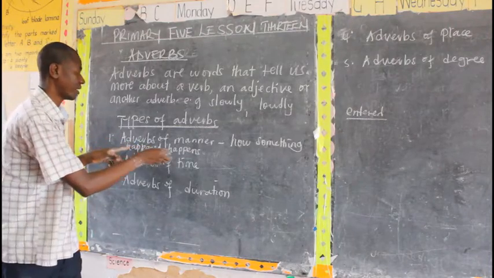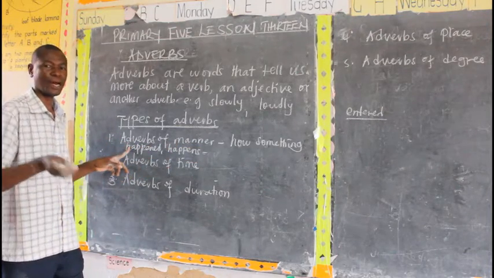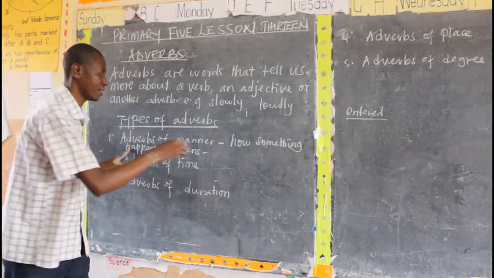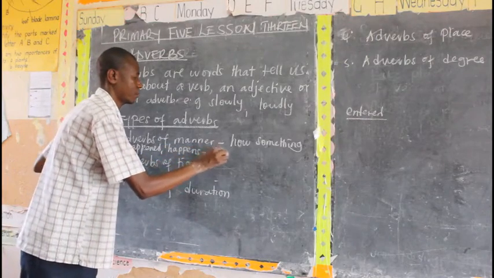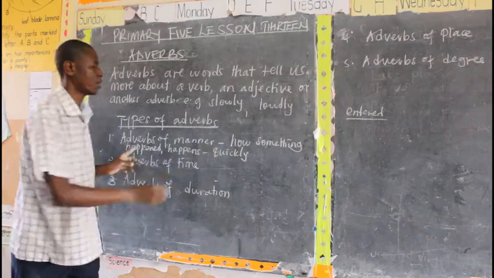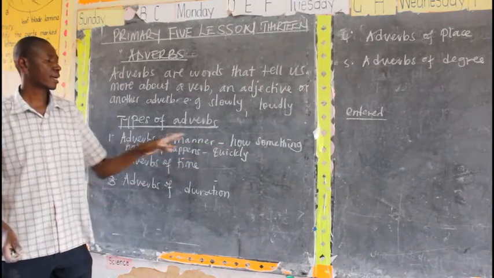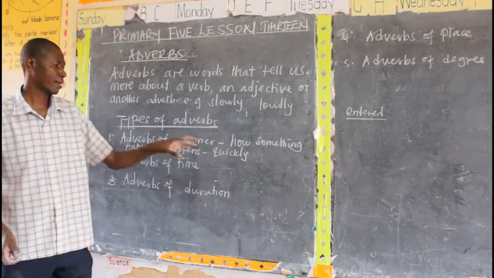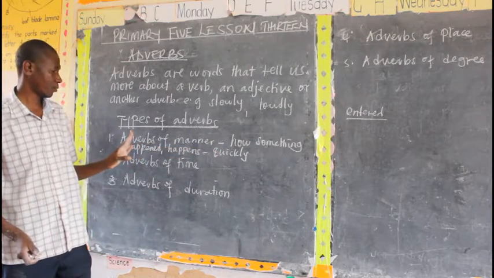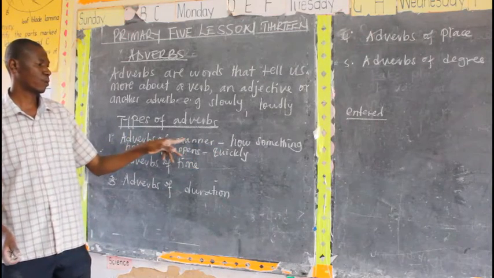Like now I can say, the thief entered our house. How did the thief enter our house? He entered it quickly. So now you are trying to tell us the way the thief entered the house. So it is an adverb of manner.